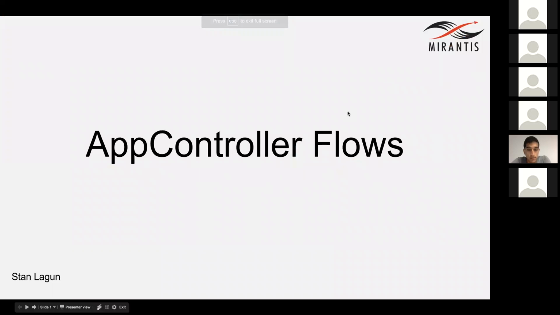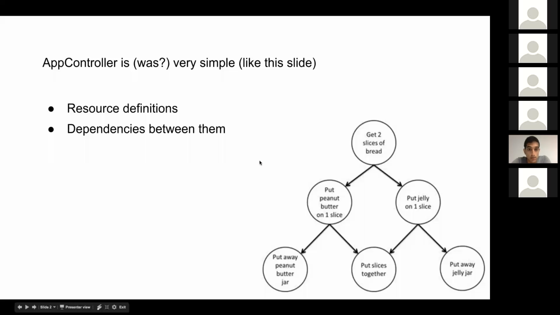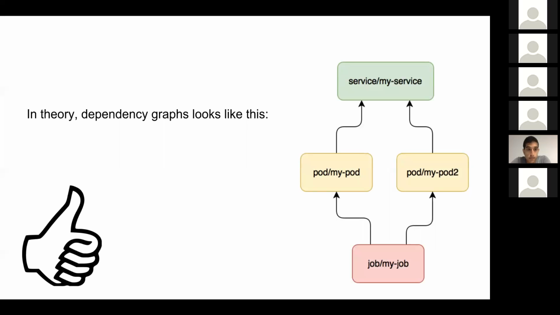Excellent. Hello, my name is Stan Lagoon. I'm from Kubernetes. I'd like to do a little presentation of a feature that recently landed in the app controller, which is called flows. I guess most of you are familiar with app controller to some extent. Actually, it's very easy to be familiar with it, since it is, or should I say it was, very simple. All it has is resource definitions and dependencies between them. So you just define a dependency graph out of them and let app controller deploy everything in the order specified by the graph.